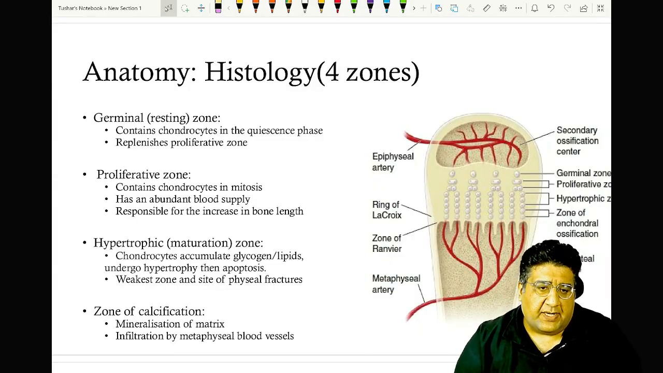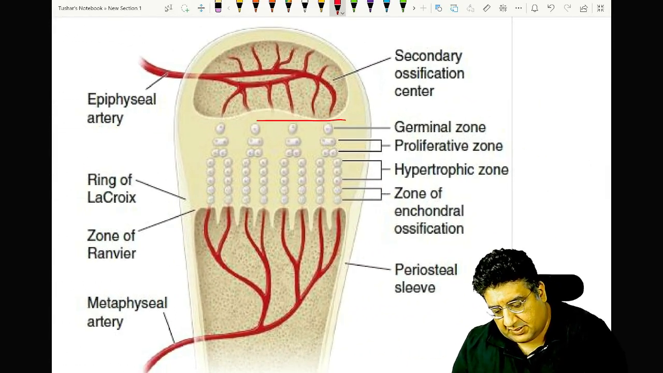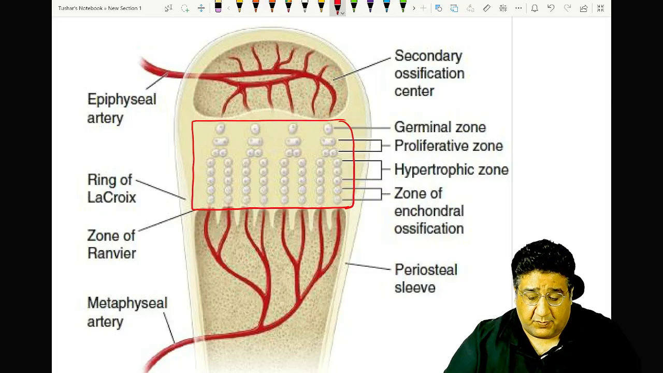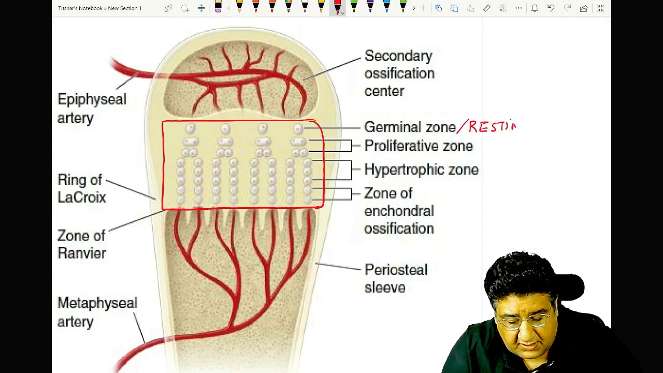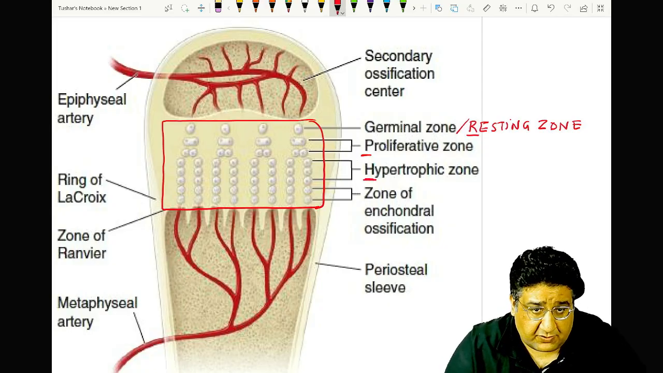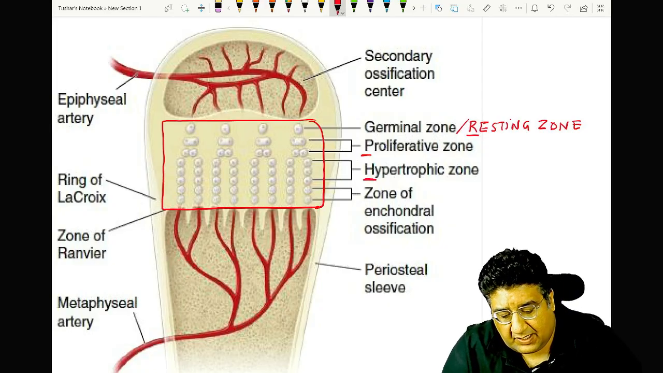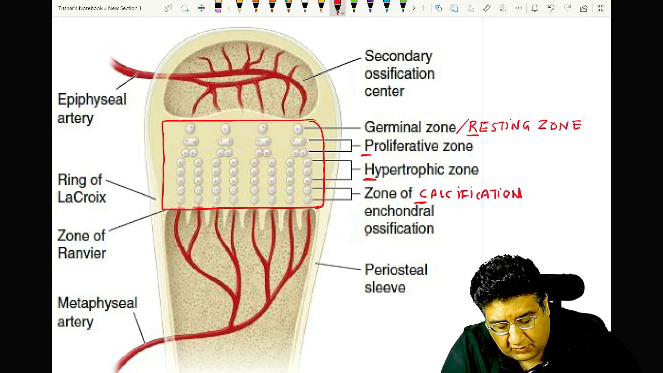The most important part of anatomy is its histology. When I talk about histology, I want you to understand one thing very carefully, that this area, what you can see here, is basically the growth plate or the physis. So when I was preparing like you, I used to remember it like this: the first zone is the resting zone or germinal zone. The second zone is the proliferative zone. The third zone is the hypertrophic zone. We call it the maturation zone also. And then we had a zone of calcification, which they have not mentioned here, but I'm writing it for you. And then we had a zone of ossification.